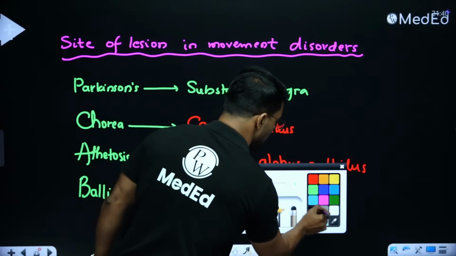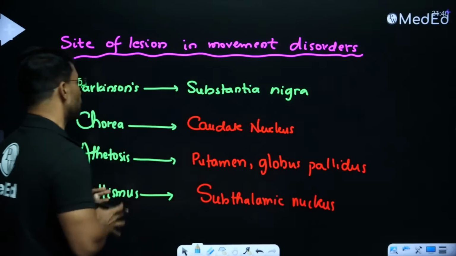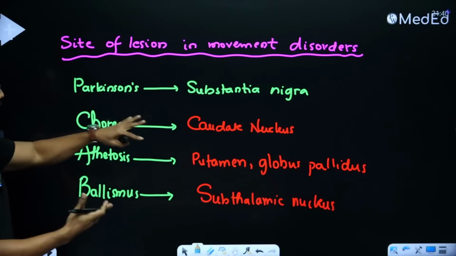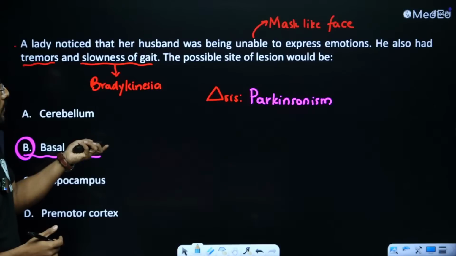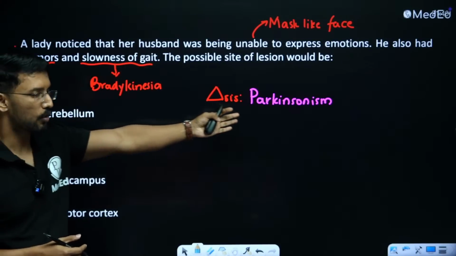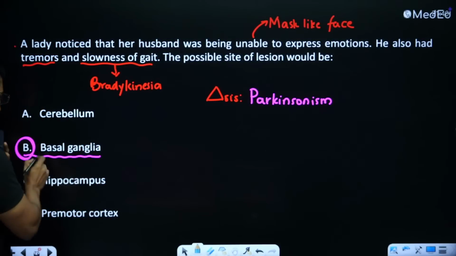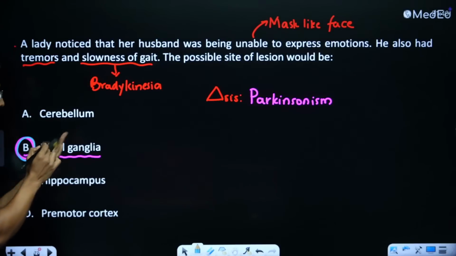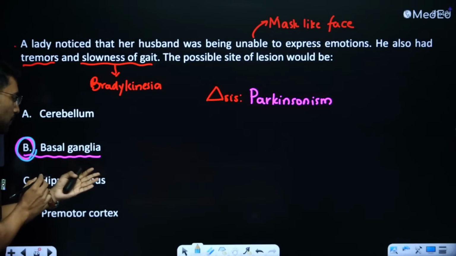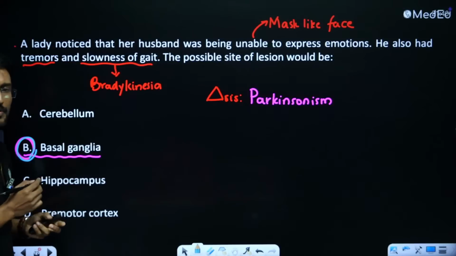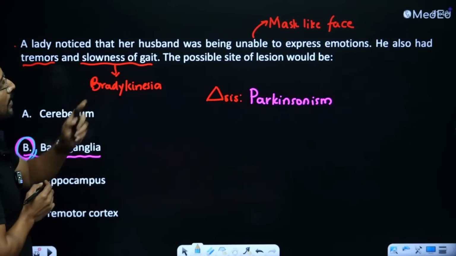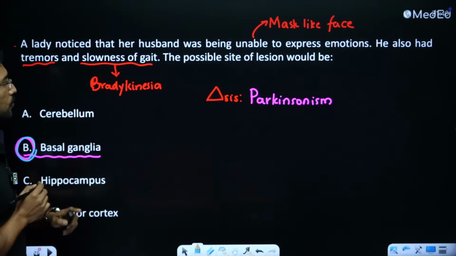Sometimes the question may indeed give you a story and then they will ask you what the site of lesion is. Like in this case, there is a story, right? From the story, we recognize that it is talking about Parkinsonism. So it is substantia nigra, and because it is a general question, we are sticking to basal ganglia. But if they had mentioned substantia nigra, caudate nucleus and all, we would have chosen substantia nigra, right? Similarly, there can be a story of chorea, a story of athetosis or ballismus.